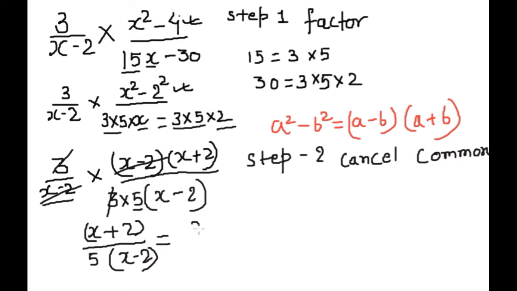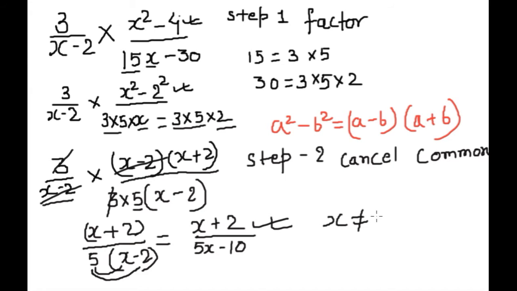We can write this also as x plus 2 by 5x minus 10. We multiplied this 5 into 5x and 5 into 2, 10. So here is the answer. x cannot be equal to plus minus 2. Otherwise, this will be 0 and it will not fulfill the definition of a rational expression. So come to the next example.